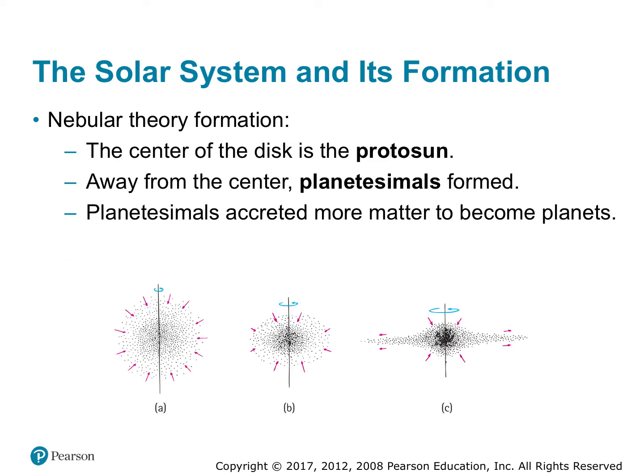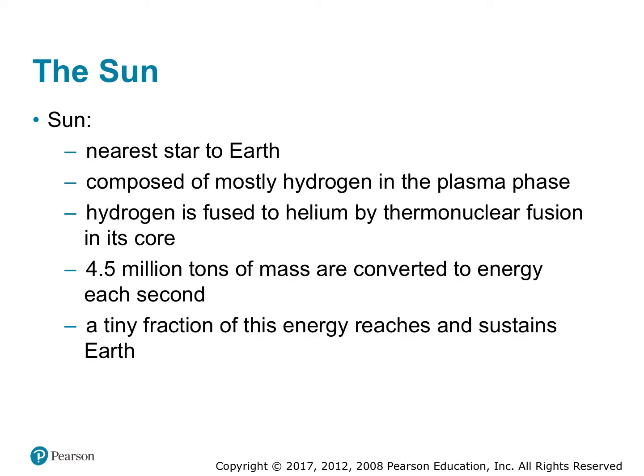So here's the basic idea again. The center of the disk is what we call the proto-sun. So it's the before the sun, and that's what proto kind of means. And then away from the center, that's where planetesimals form. These are essentially baby planets that grow into actual planets later on. That is the basic idea.